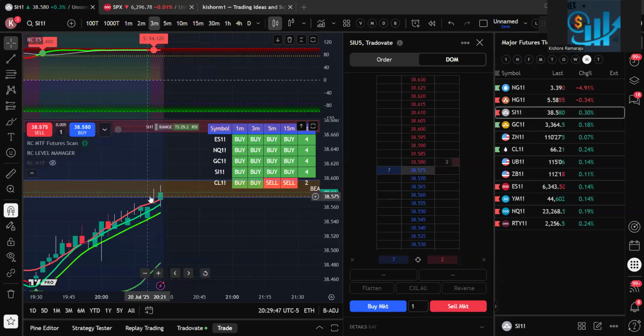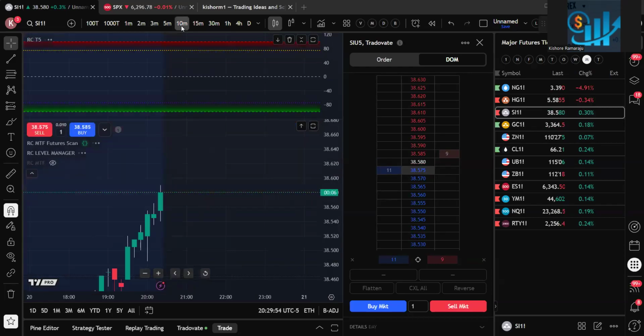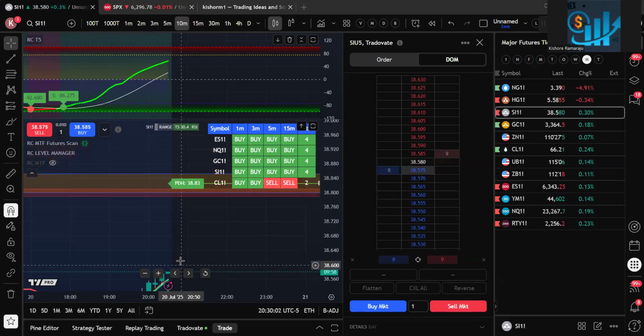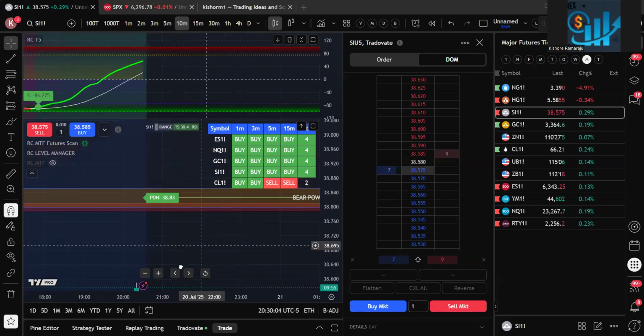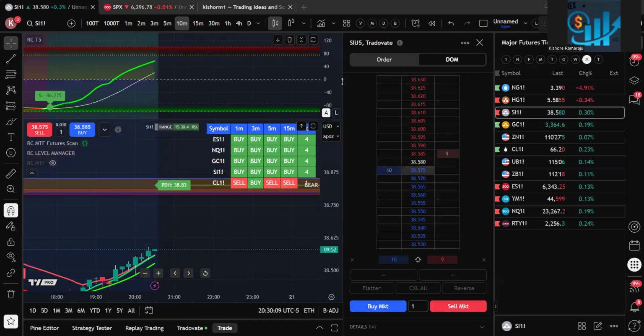So better, this 5 minute may not be sufficient to look at whether it will reverse or not. You may have to go to a 10 minute and then see. In 10 minutes, it is still very far away, right? Still, it is very bullish. It may go all the way till here before it reverses. Yes, I hope it is making sense for everyone.